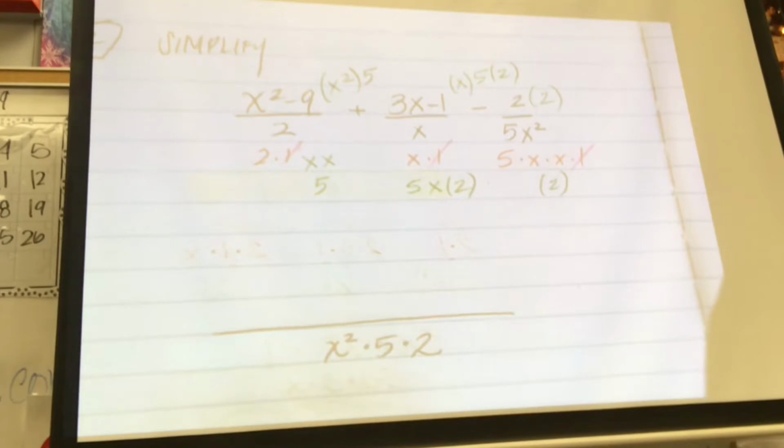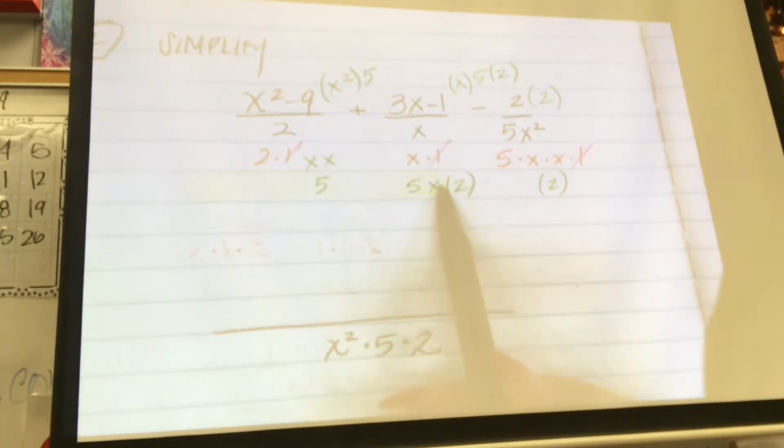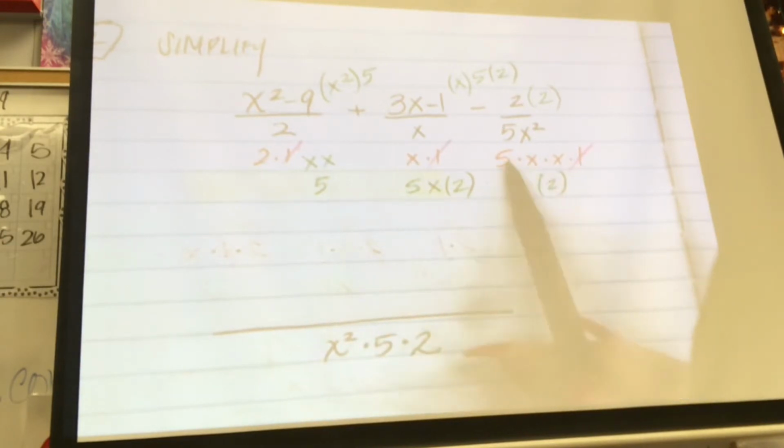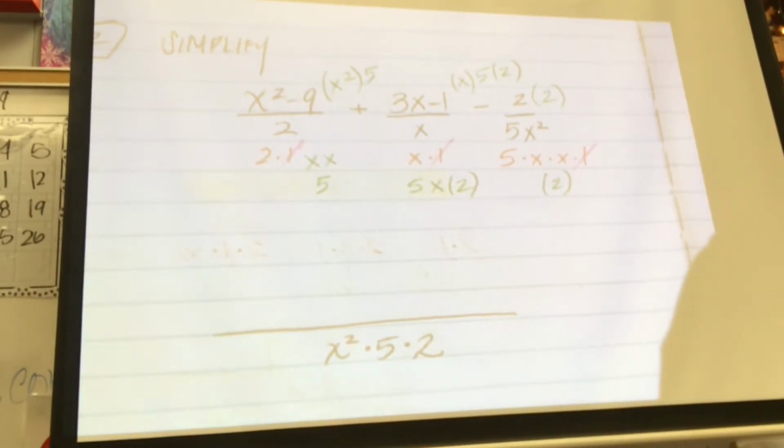All right, now double check. Does this say 5 2x squared? Yup. Does this say 5 2x squared? Yup. Does this say 5 2x squared? Yeah. Now you can move on. Highlight the numerators, and that's what you're going to do.